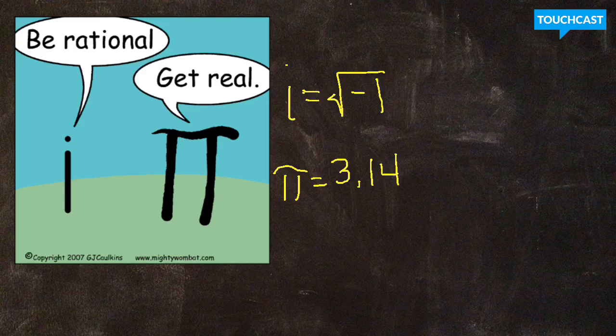So in the cartoon, the variable I is telling pi that he needs to be rational. Funny stuff.